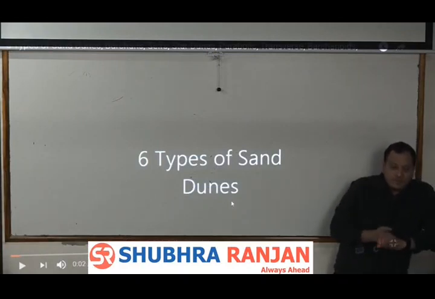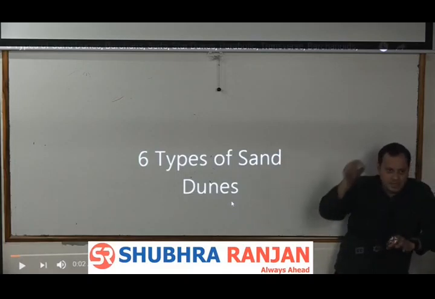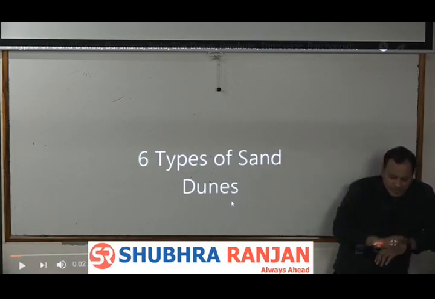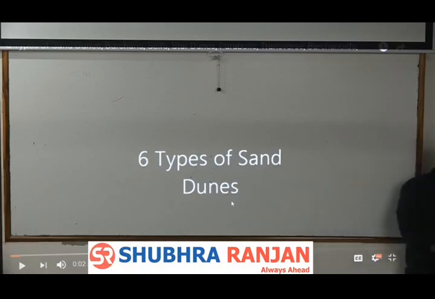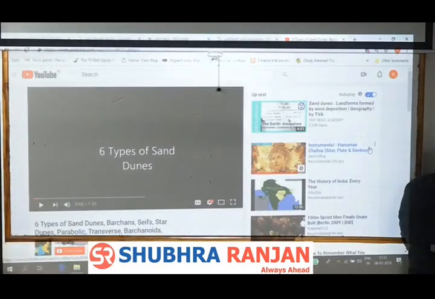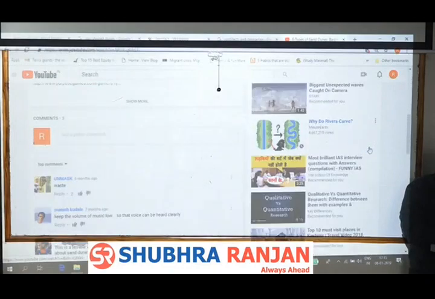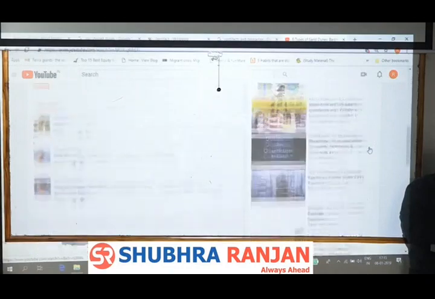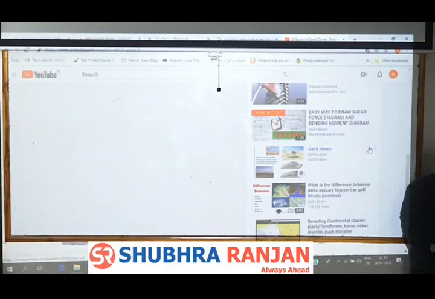First, seif or longitudinal dune. These are the dunes which are parallel to the wind direction. Keyword is parallel to the wind direction.